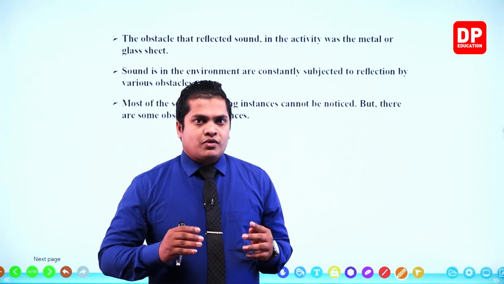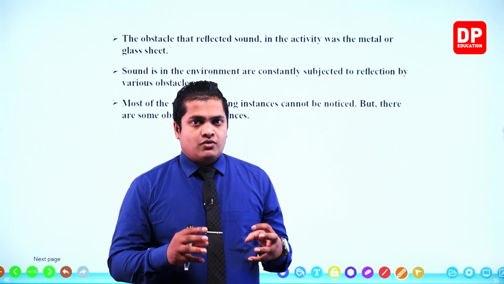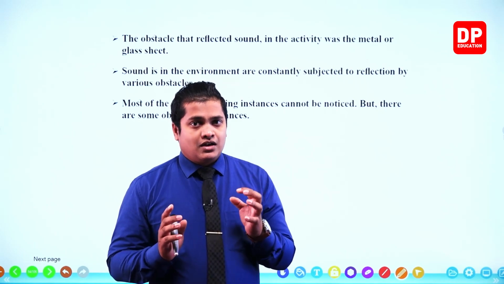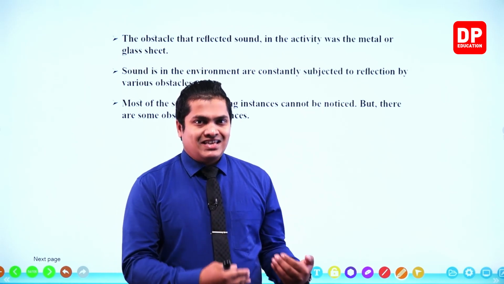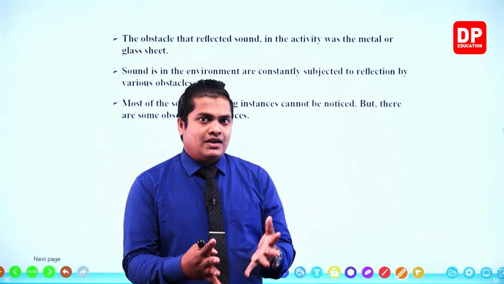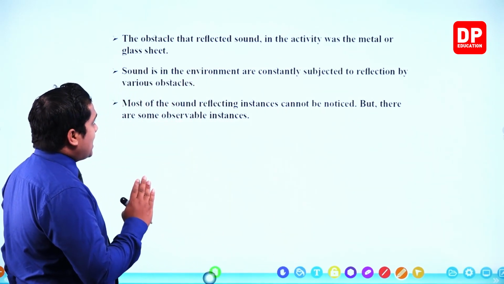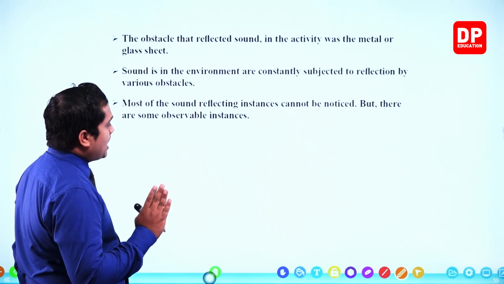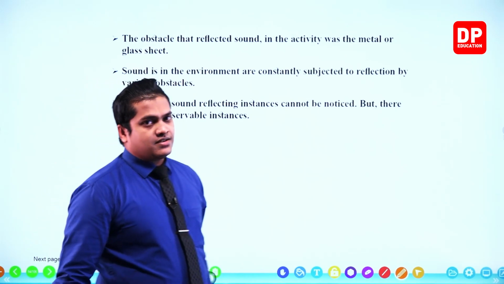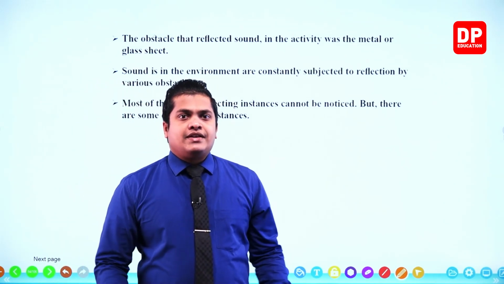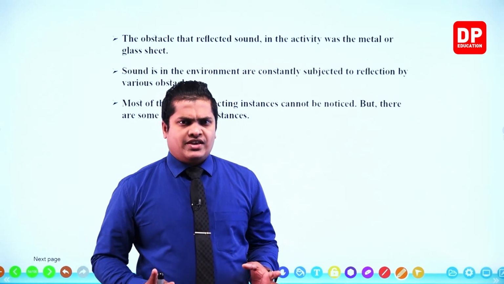So that reflection process is the main thing behind our observation. That's why we can hear the sound which is being emitted by the clock. So my dear children, here once again it is given that sounds in the environment are constantly subjected to reflection by various obstacles. Like I said, different objects are going to reflect sound in different ways.